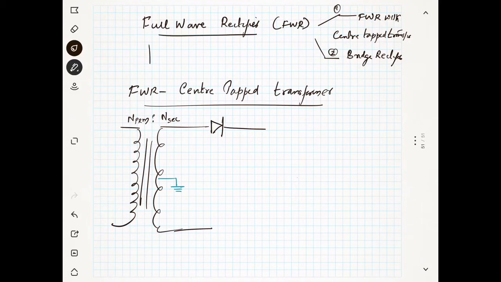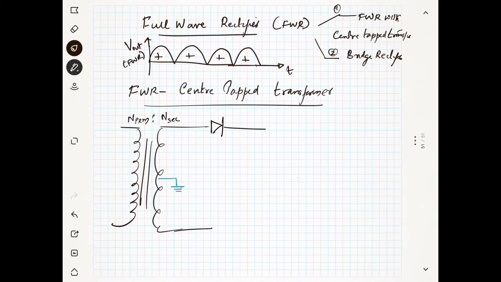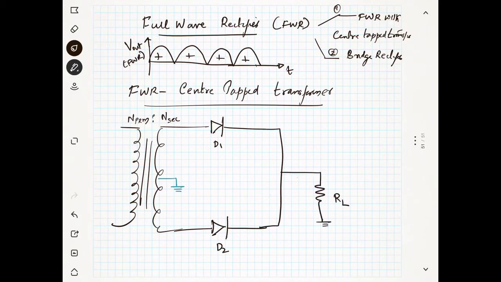So I told you the output of the full wave rectifier will be like this. This is the output. Actually, it will contain full wave. Everything will be positive. Okay, you can also get negative; it is also possible, but you can see here as the time progresses, the output will be always positive, Vout. Okay, that's it for the full wave rectifier. Now we have two diodes required for this, and these diodes are connected like this, and the load is connected here. Okay, this is RL.